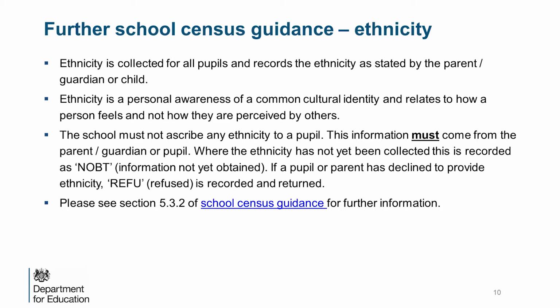The school must not ascribe any ethnicity to the pupil. This information must come from the parent, guardian or pupil. Where the ethnicity has not yet been collected, this is recorded as information not yet obtained. If a pupil or parent has declined to provide ethnicity, the code for refused must be returned.